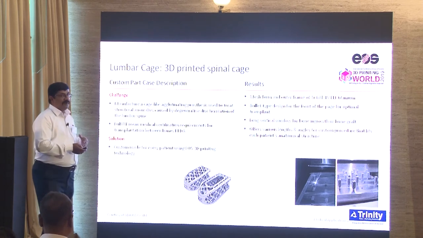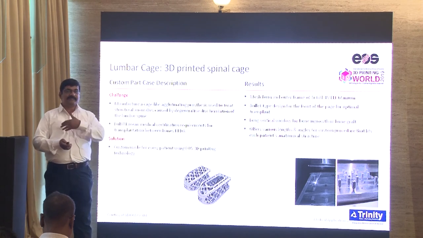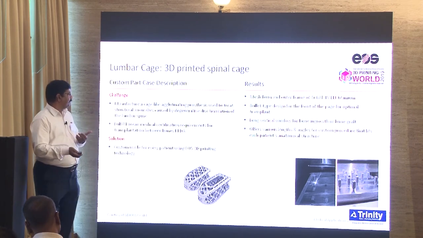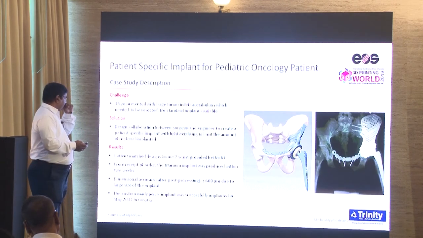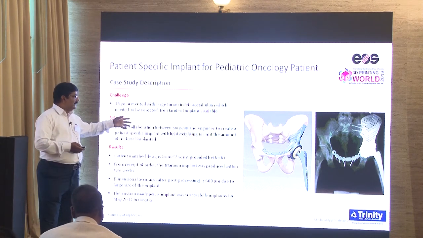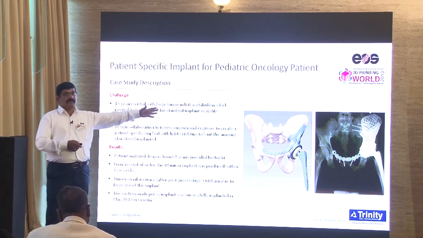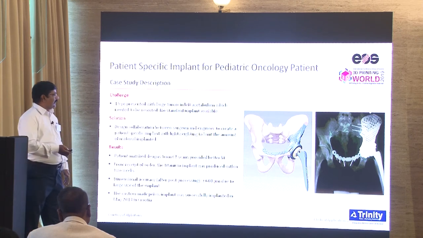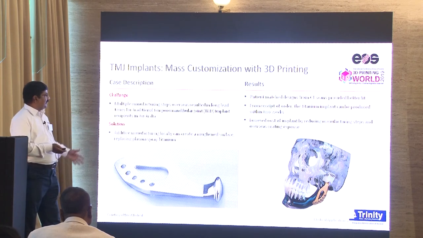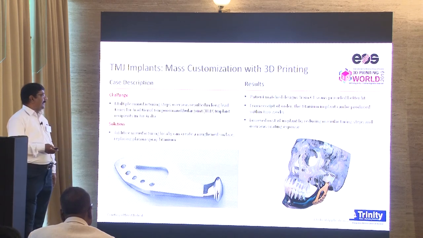And this is not only for the acetabular cups. Different spine spaces can be built in one single build, so the cost can be brought down. Also, this is for a cancer patient. This was a design done on the design stage, and that is the post-operative stage. I'll just rush through, because this is again a temporomandibular joint.